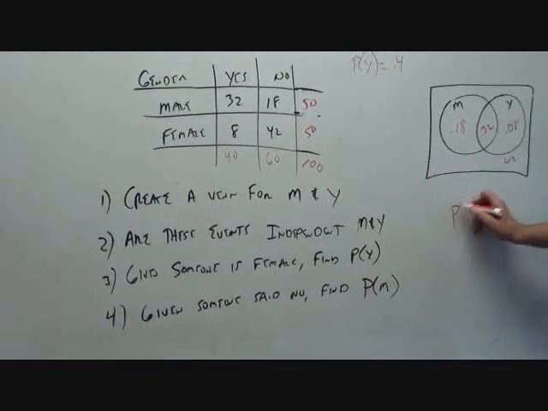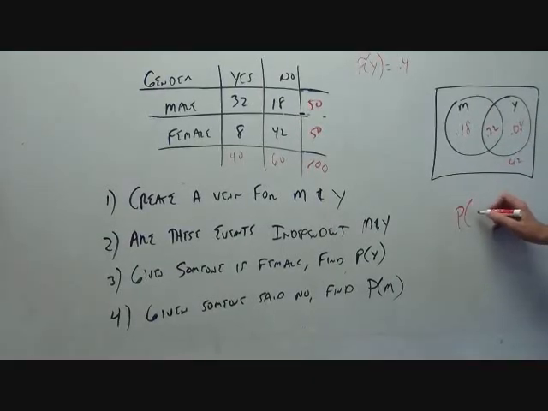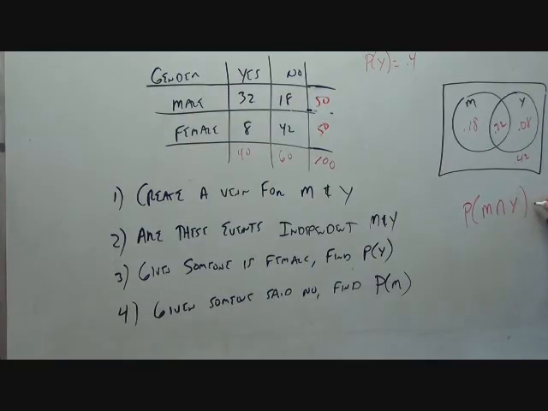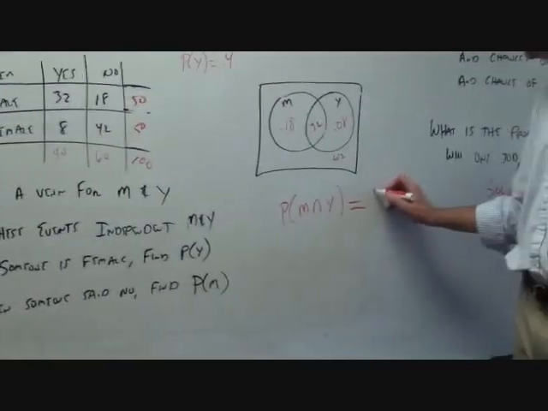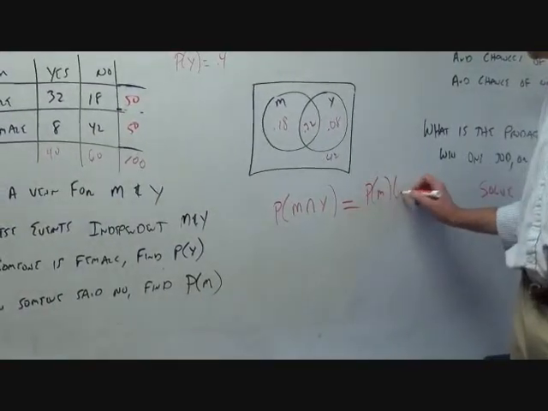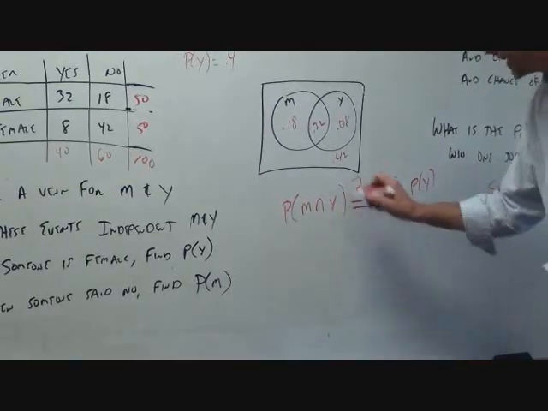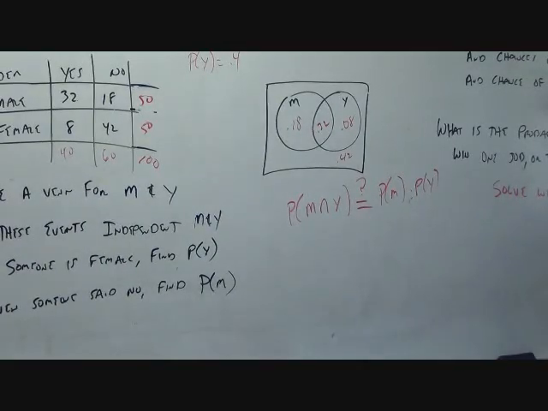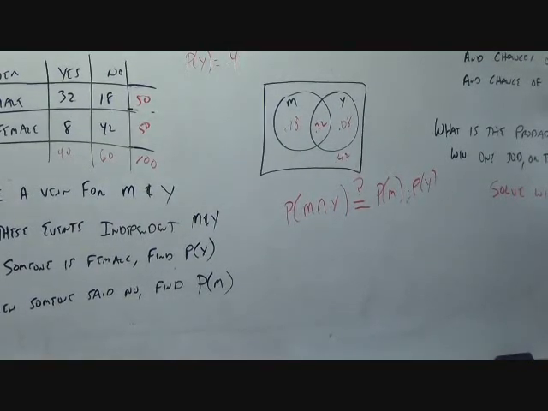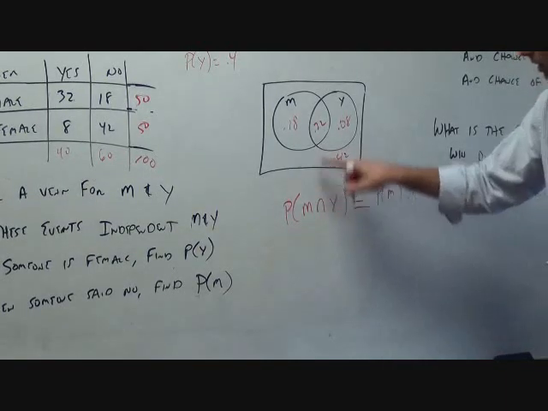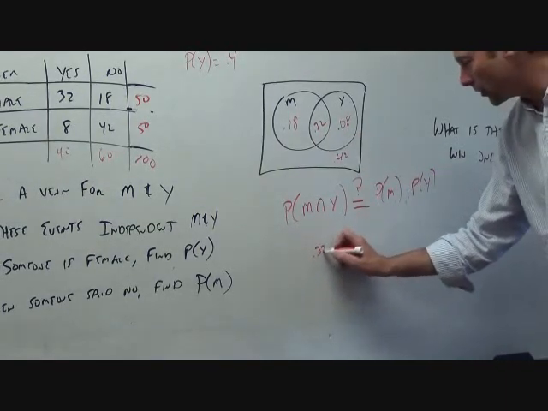P parentheses, the probability of M and Y equals probability of M times probability of Y. Correct. And we're wondering, is that true? That's the question that we have. If that formula works, then gender is independent of how they would answer that question about women in combat. All right, from our Venn diagram, we know this is 32%.